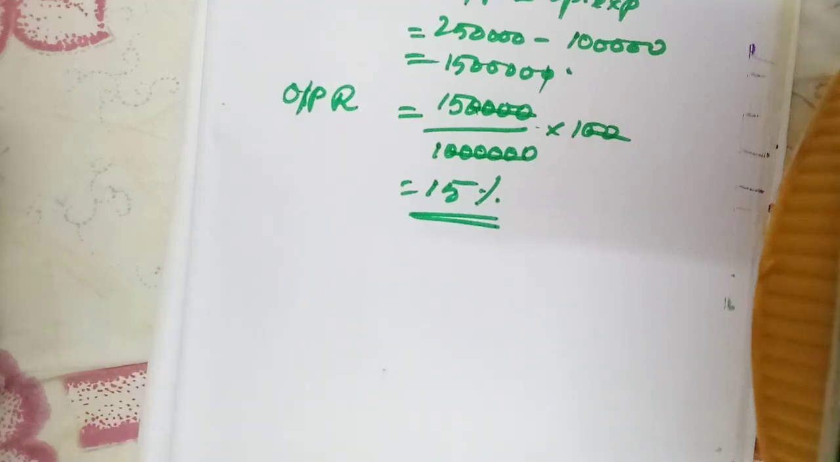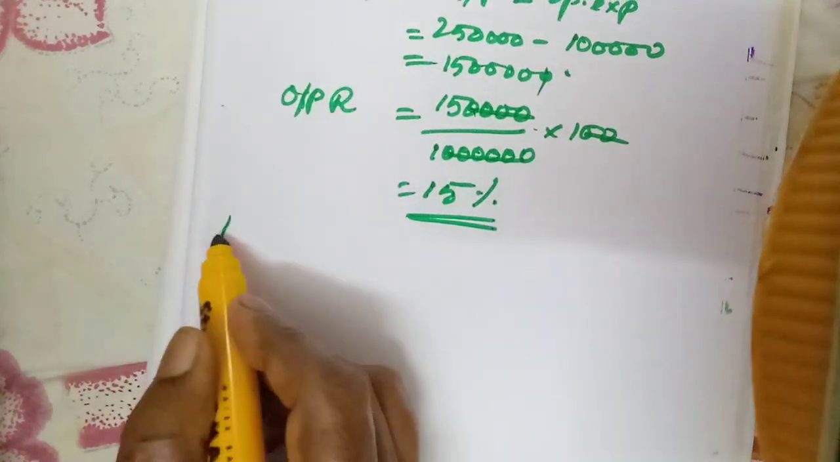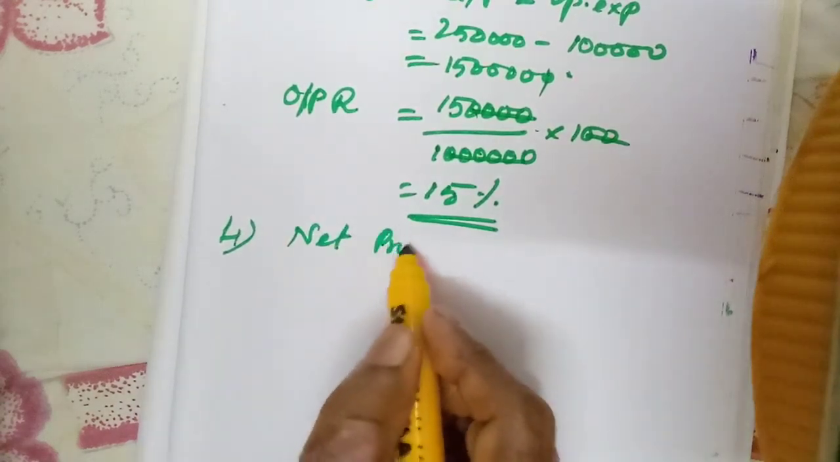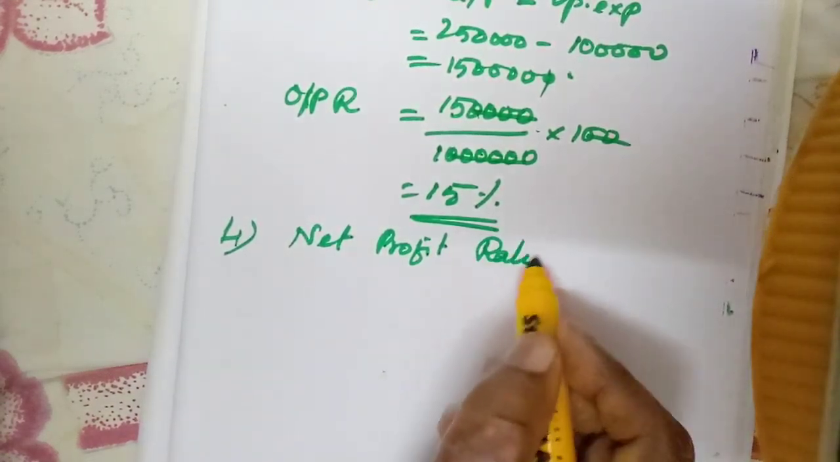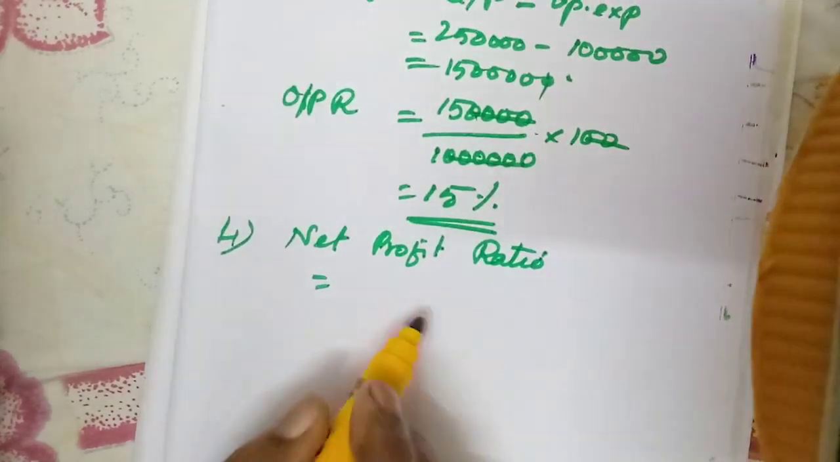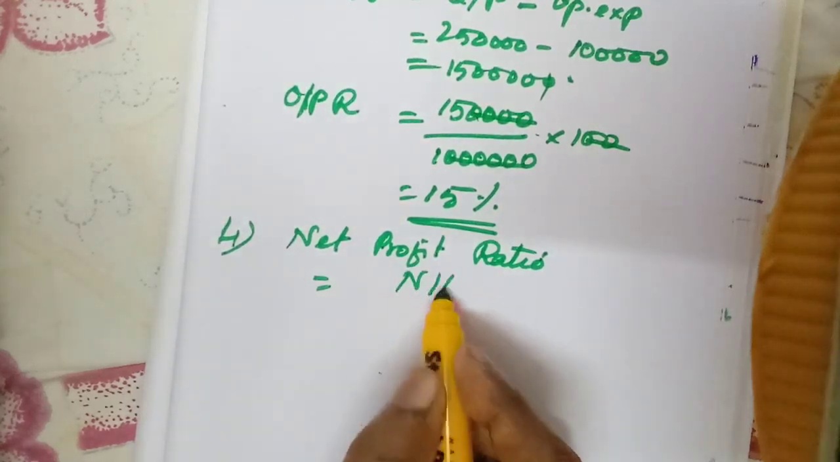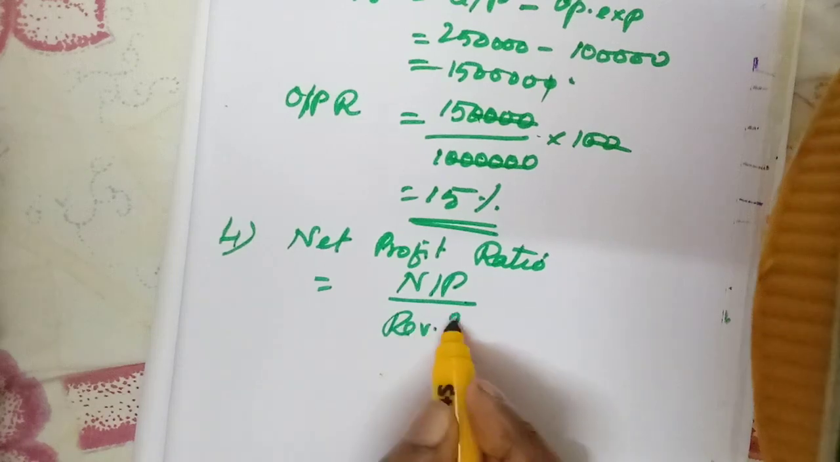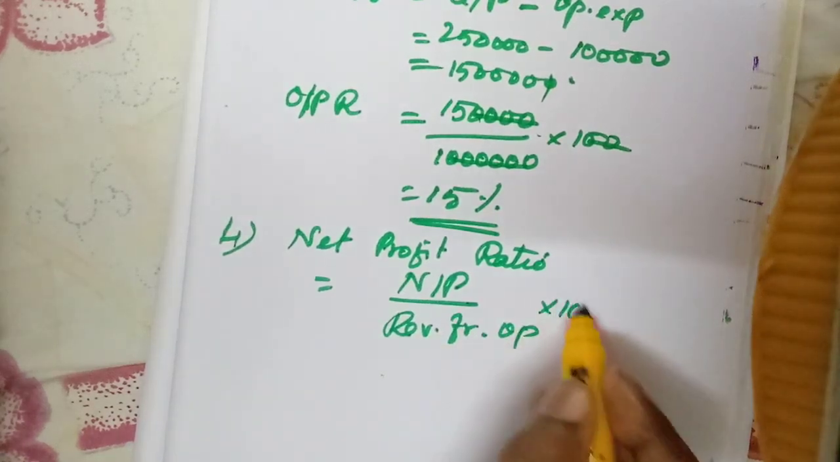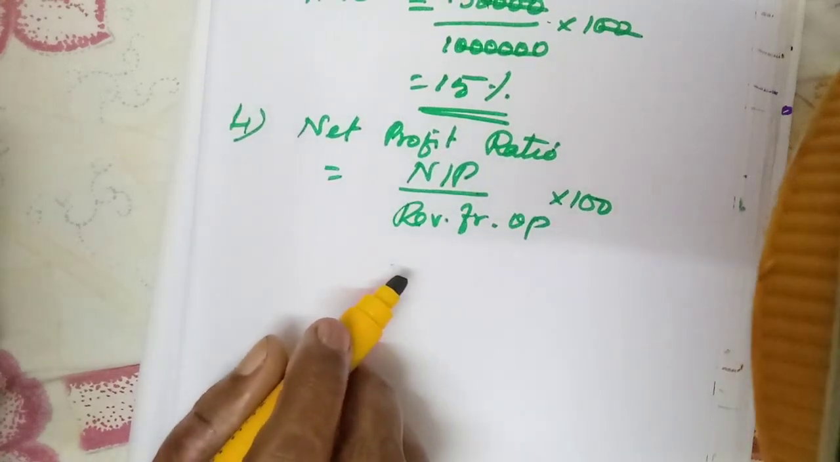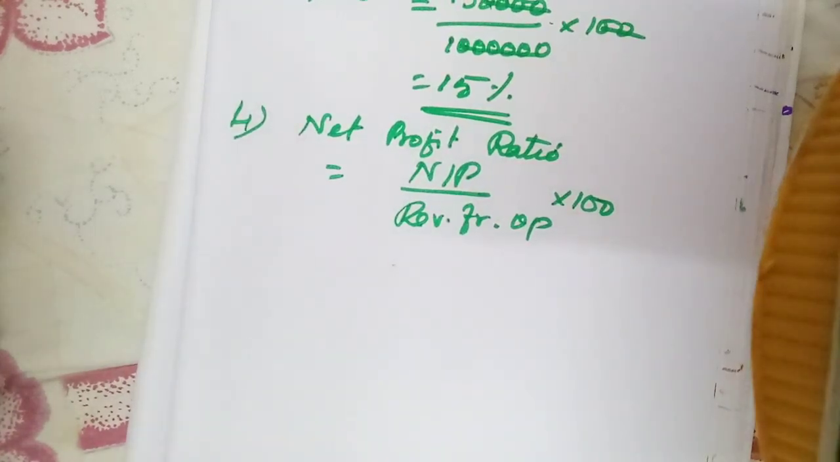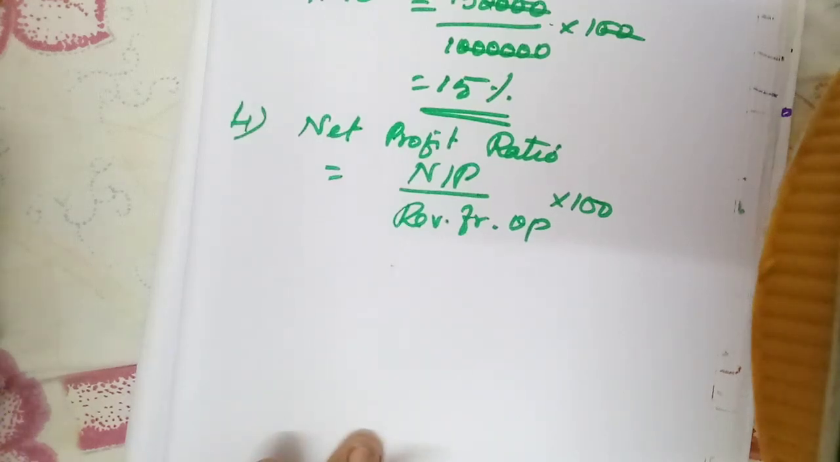Then net profit ratio. The next ratio we will learn is the net profit ratio. If they have given the net profit, it is easy. Here net profit is compared with the revenue from operation. Net profit is divided by revenue from operation into 100. In the statement of profit and loss, it will be given as profit for the year. That means profit before tax. That is called net profit.